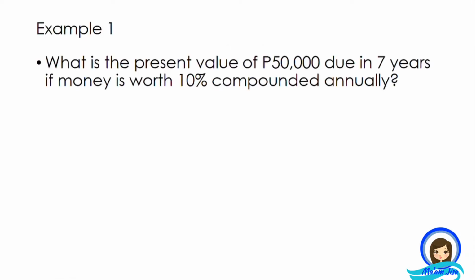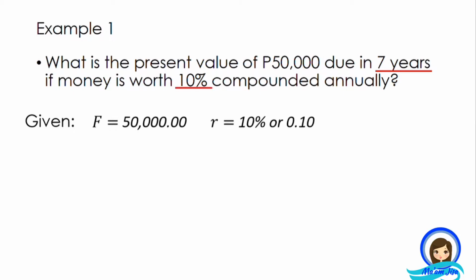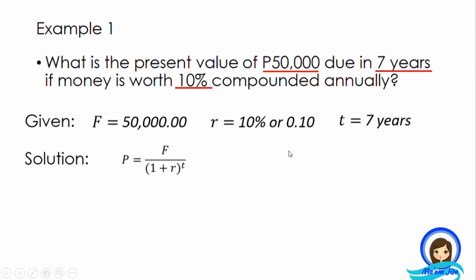Let's have an example. What is the present value of 50,000 pesos due in 7 years if money is worth 10% compounded annually? For our given data, we have 50,000. The rate is 10% or 0.10, and T is 7 years. For the solution, just substitute these values to our formula. So we have 50,000 over 1 plus 0.10 raised to an exponent of 7.